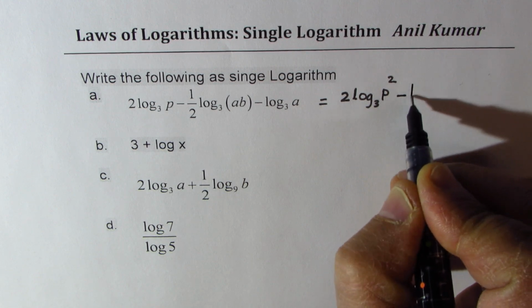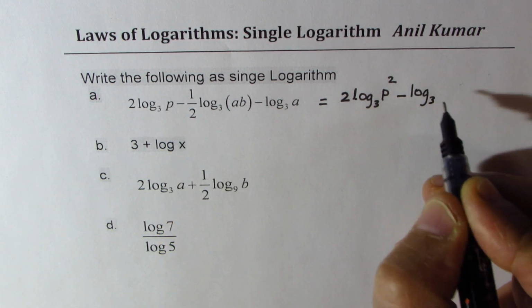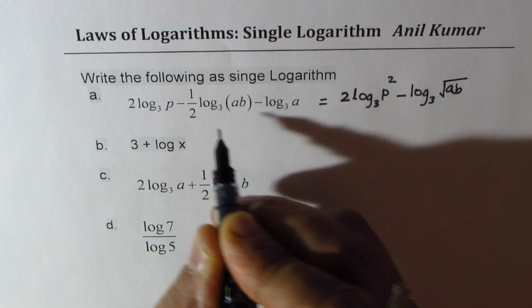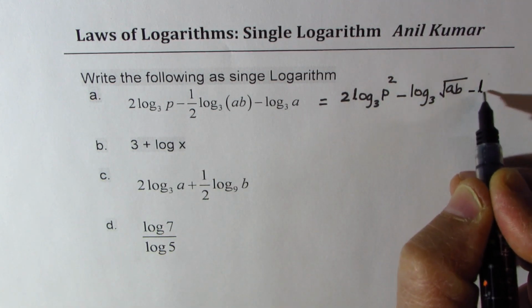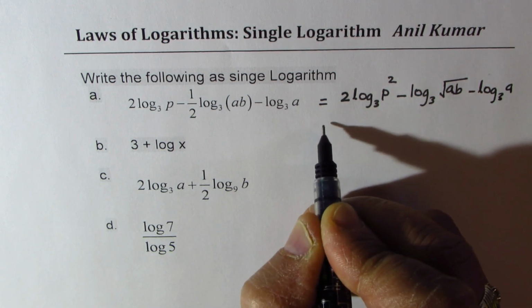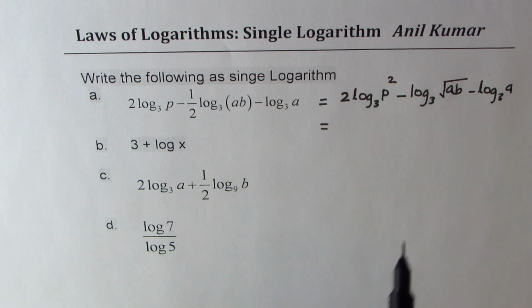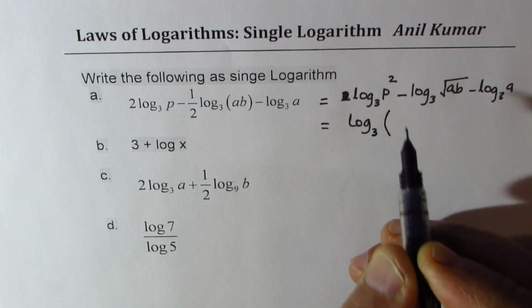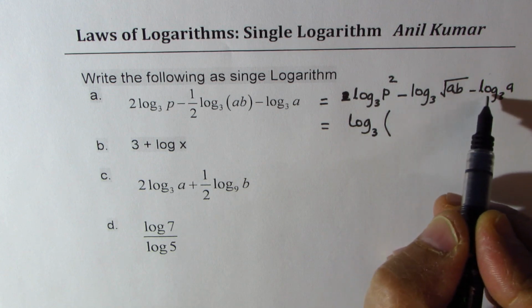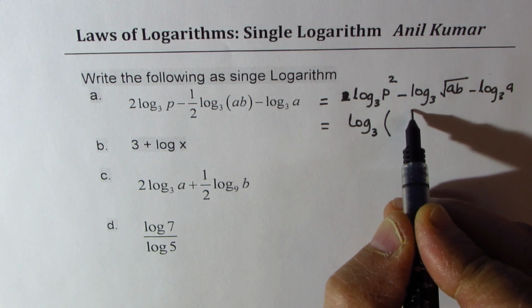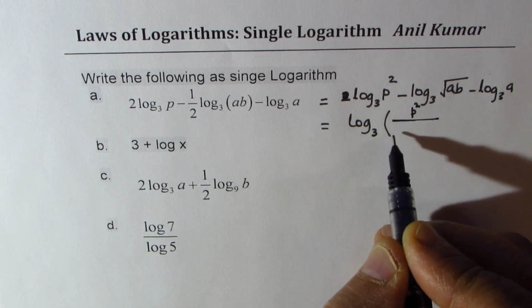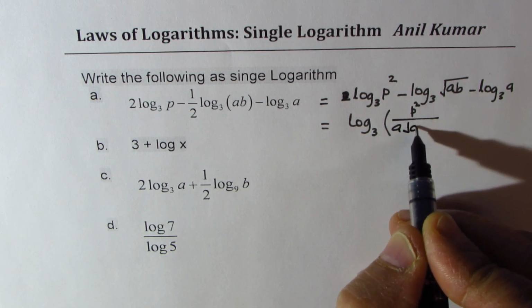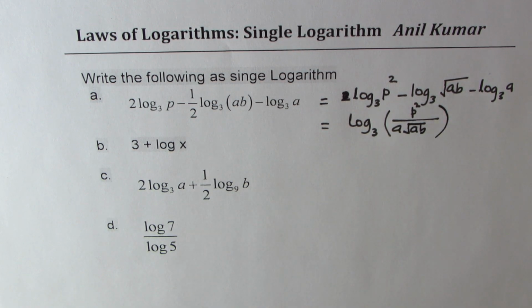For the next one, it is log to the base 3 of square root of ab, right? So that is to the power of half, and the last term here is log to the base 3 of a. Now we can combine them. I've already taken this 2 as the power, so that's what we have. So we could write this as log to the base 3 of b square is the numerator, and both these are negative quantities. They will go in the denominator. So we have b square here divided by a times square root of ab. Is that clear to you? So that is how you're going to do the very first example.